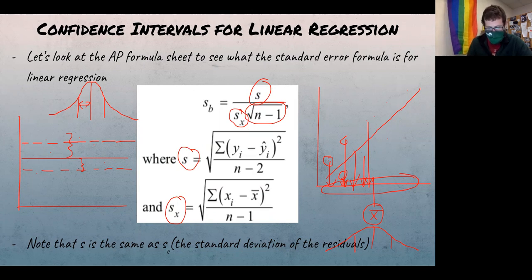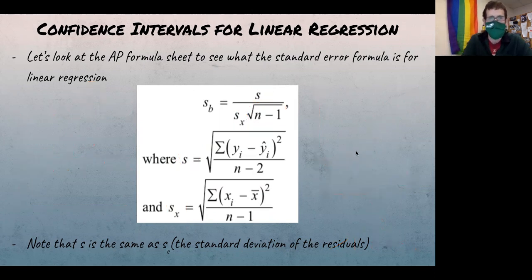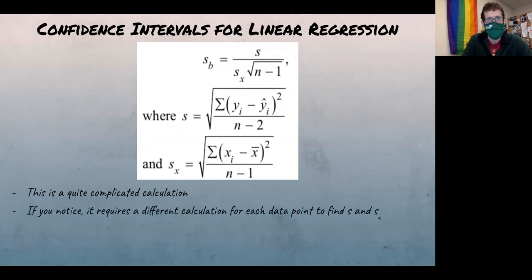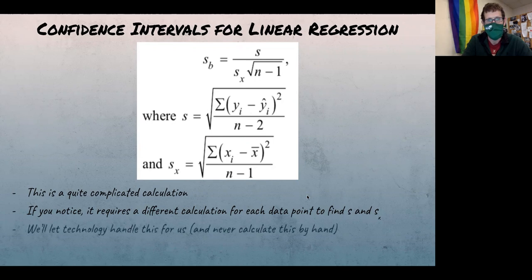I want you to focus on this for a second to realize that this is complicated. I said close to the beginning that this is the least mathematically involved stuff we have to do, and it's already looking pretty complicated. If we wanted to find this, we'd first need to find this calculation separately, and then this calculation separately. Anytime you see a sigma, if you have 100 data points, you have to calculate each one of these individually. So technology handles this for us, and we never do this by hand.